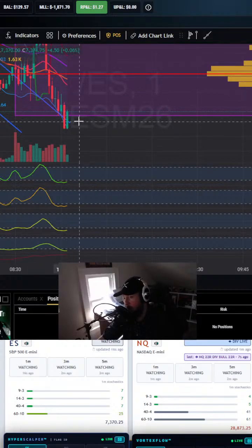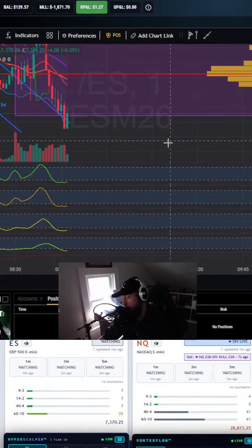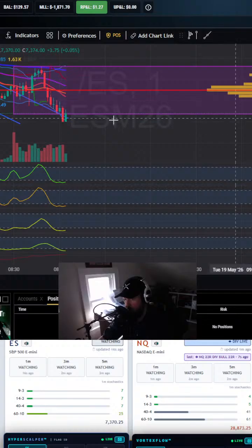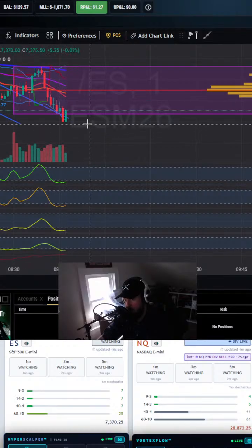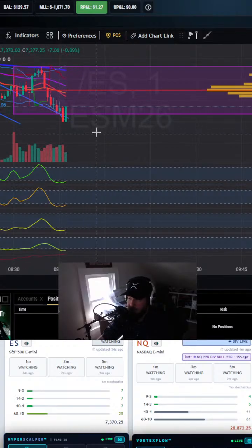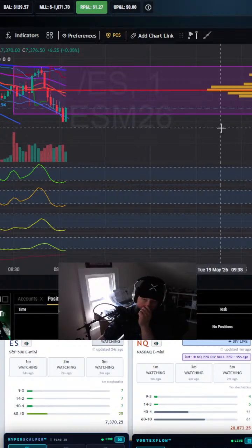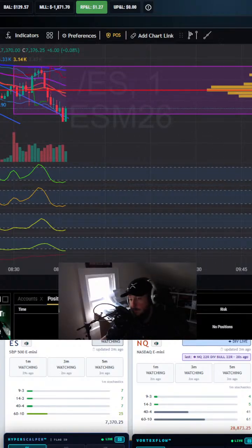Now, if it never leaves this box, if this candle closes up here and it keeps moving up, then we're not doing anything. We're not entering a trade. We want this to come down at least to like the 7,360 range.